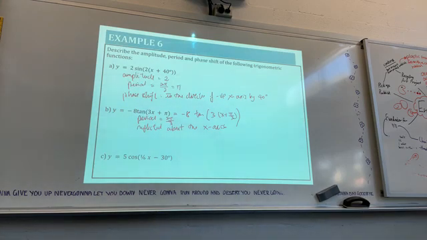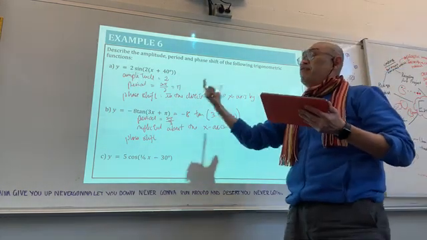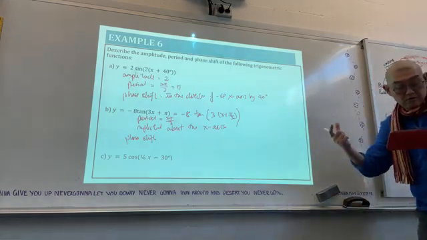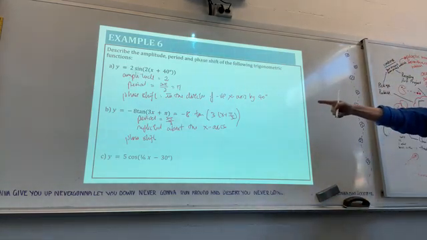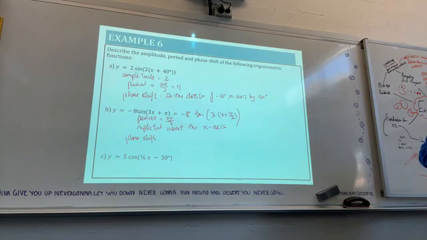And phase shift. Plus pi over 3. Do I move left or right? Plus is the negative direction. My bad. By pi over 3. Alright.